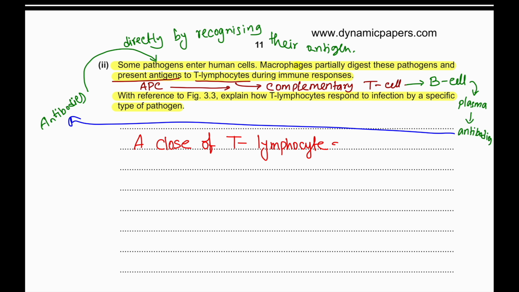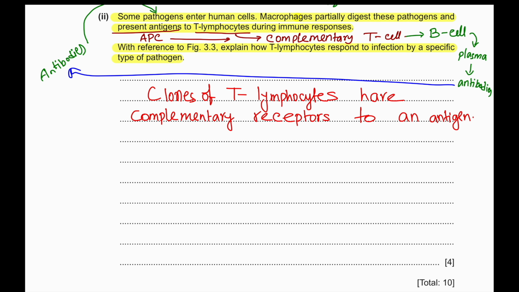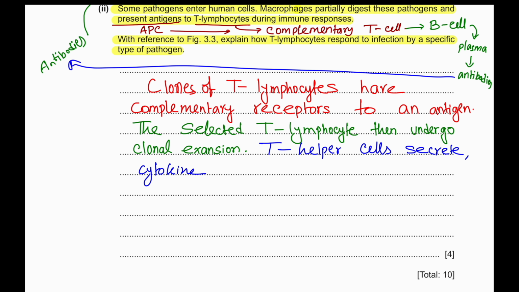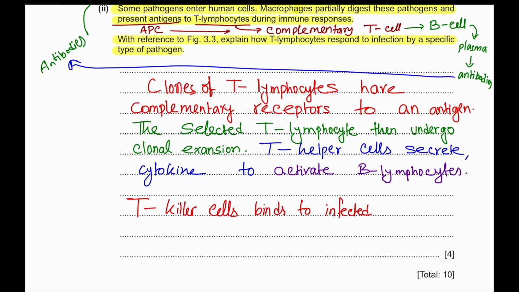have complementary receptors to an antigen. The selected T lymphocytes then undergo clonal expansion. The T helper cells then secrete cytokines to activate the B lymphocyte. Now it produces plasma cells and antibodies, and then the antibodies also kill off the particular pathogen. However, our answer is only asked to be written about T lymphocytes. So we will end this particular answer by saying T killer cells are also produced, which then bind to infected cells and destroy them by releasing toxins.